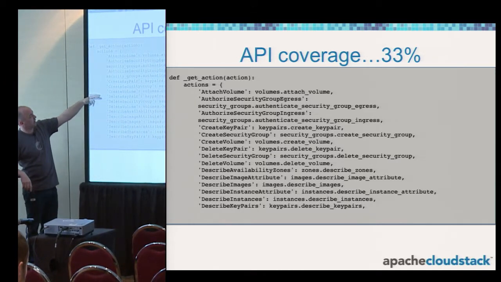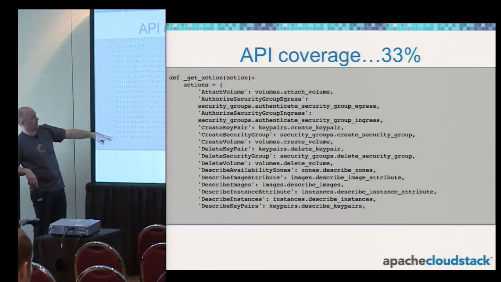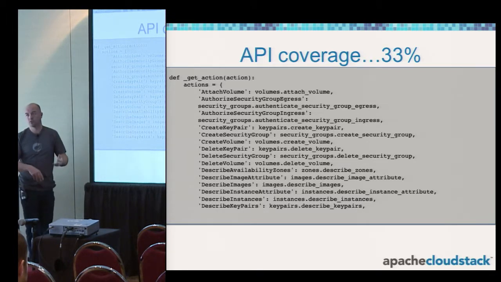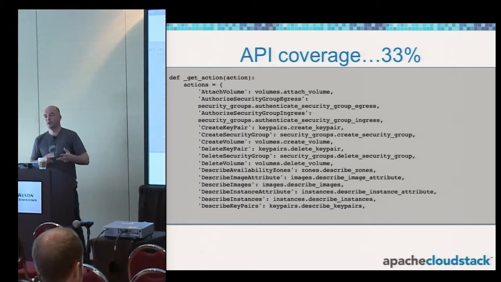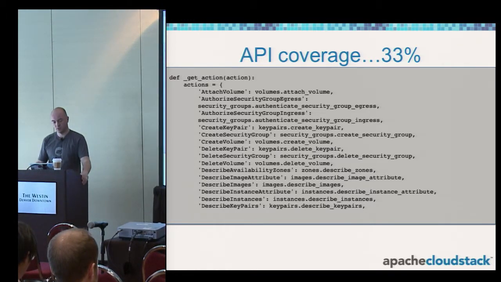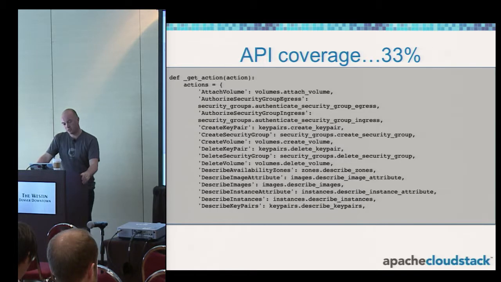Create key pair, delete key pair, describe key pair, create security group, describe security group, add rule, create volume, attach volume, detach volume, create instance, list instance, and so on. So that's roughly 33% of the EC2 EBS API. And it should be fairly easy to add and get a much stronger fidelity with the complete EC2 and EBS. I'm kind of putting those two together.